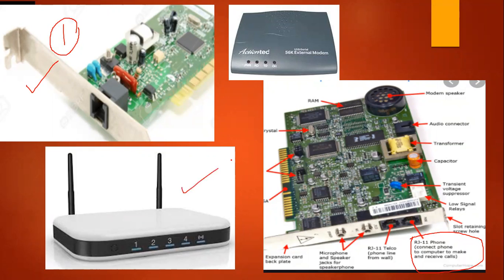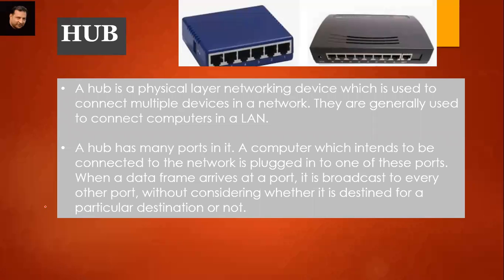This is your external modem having two antennas. This is also your external modem at the top. So modems look like this. Now we have hub. See the figure of hub. It has various ports, where wires can be connected.